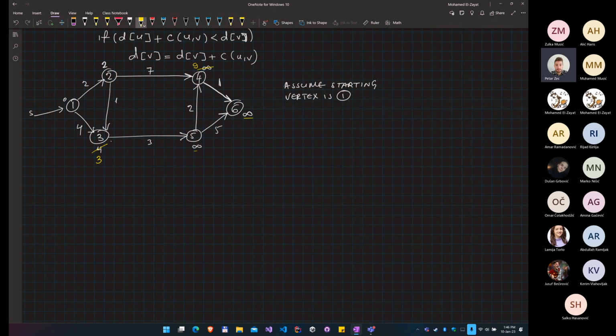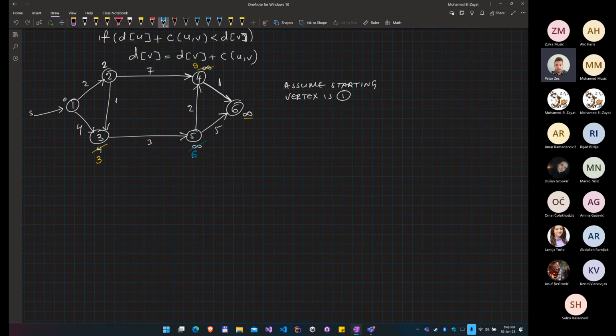So from 3, where can we connect? From 3, you cannot connect to anywhere other than 5, practically speaking. So 3 plus 3 is actually 6. So let me actually update this right now. So I'm going to use this color, and I'm going to write here 6. Okay.